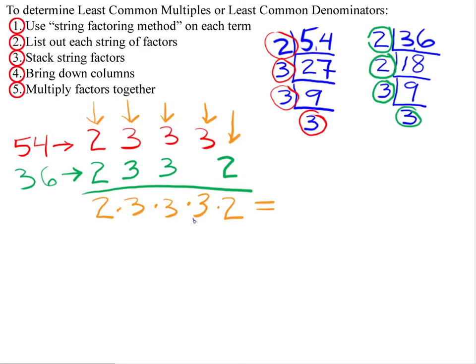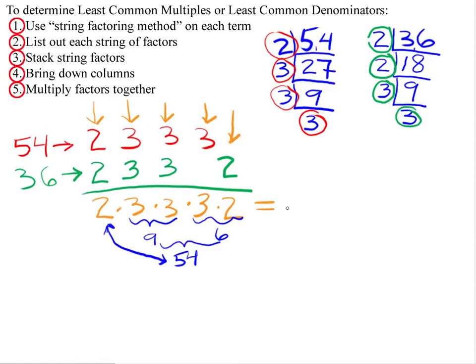For example, like this. Here's 2 times 3, which is 6. Here's 3 times 3, which is 9. Then if we want, we can multiply 9 times 6. 6 times 9 is 54. And then our last factor here is the 2. So we could go ahead and multiply 2 times 54 for our final answer.